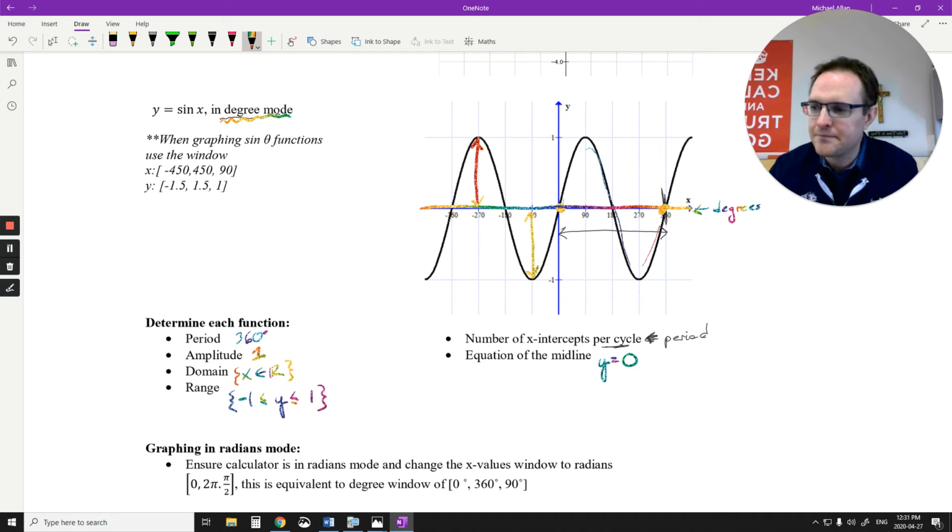There you go. Cool. Oh, yes, number of x-intercepts per cycle. Now, a cycle is when it gets back to where it was before. You can see here, it's going from here, crosses 3 times.